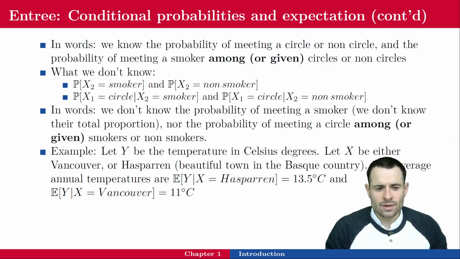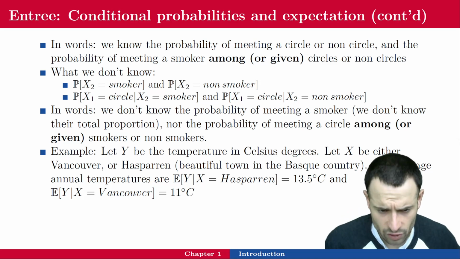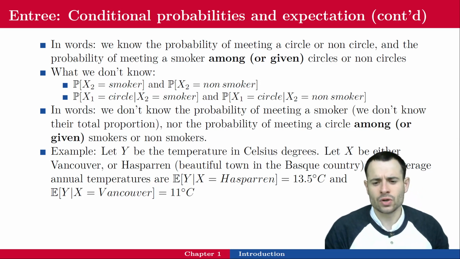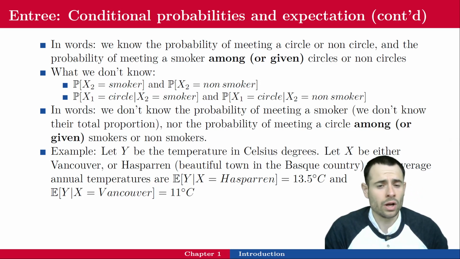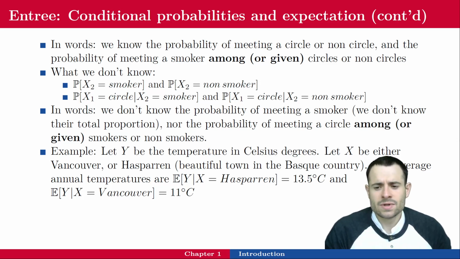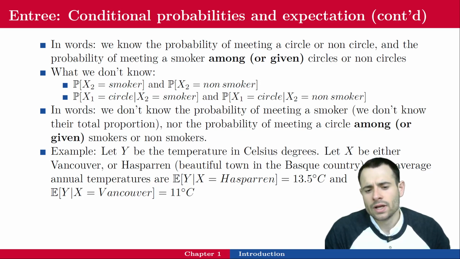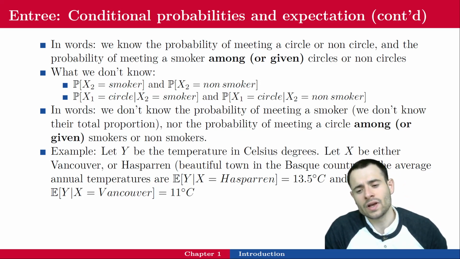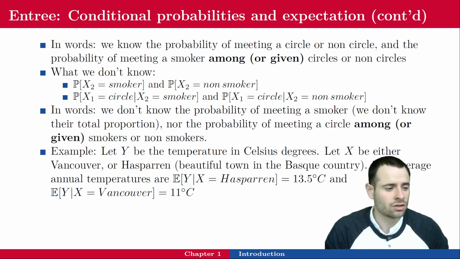Let me give you another example, which I prefer. Imagine that the variable y is the temperature in Celsius degrees, okay? So x, imagine that x is a random variable. It could be either Vancouver or Hasparren. Hasparren is my hometown. It is a beautiful town in the Basque Country. You can check it out online. Beautiful.